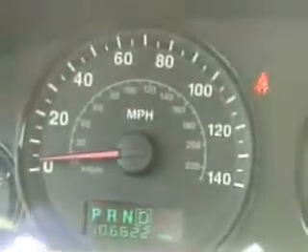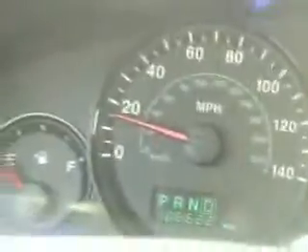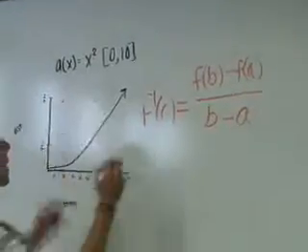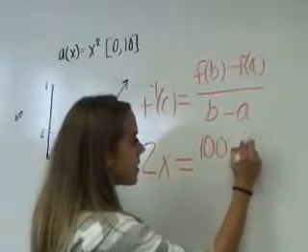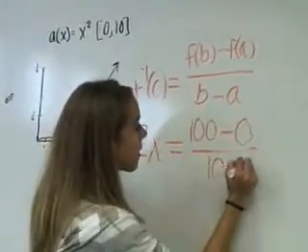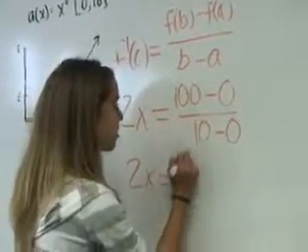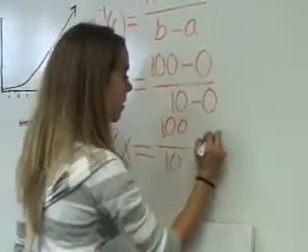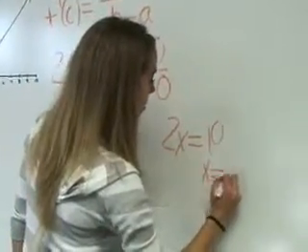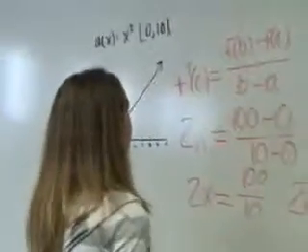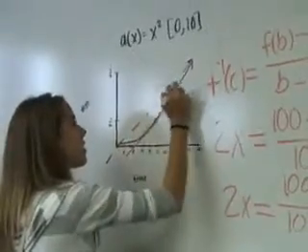You're driving a car and a of x equals x squared. Find where your average and instantaneous velocities are equal between the points 0 and 10. Apply the mean value theorem. F prime of c is 2x, and f of b is 100, f of a is 0, and then 10 minus 0. 2x equals 100 over 10, 2x equals 10, and then x equals 5. So at point 5, your secant and your tangent line are equal.